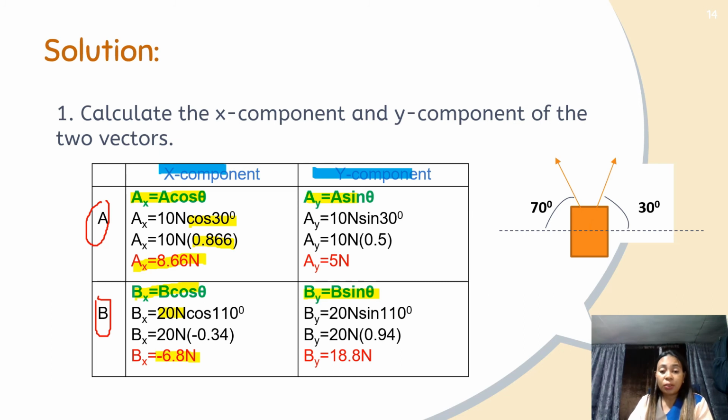Okay, then you go for the y component. Your Ay here is 5 newtons, since sine 30 is 0.5, so 10 times 0.5 is 5 newtons. Then your By is 20 newtons times sine 110, and that's 18.8. Again, press it in your scientific calculator.